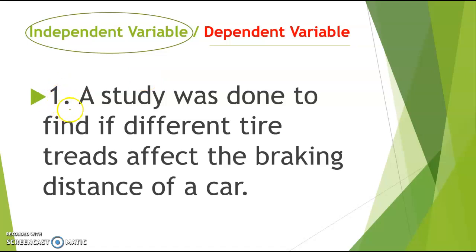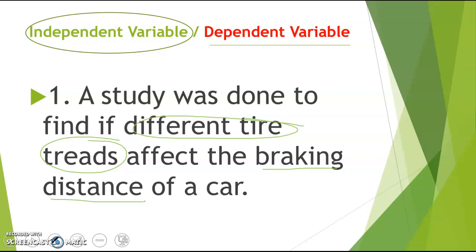Number 1, a study was done to find if different tire treads affect the braking distance of a car. So independent variable, something that we are changing. For all of these scenarios, I would pause the video and then think for yourself, then listen to the explanation. So what we're changing is the different tire treads. That would be the independent variable. You can change the tire treads on every car that you ever drive. That's the independent variable. What you're measuring is the braking distance.